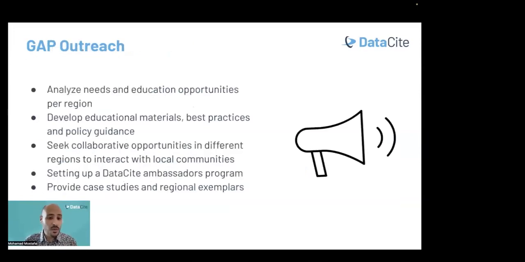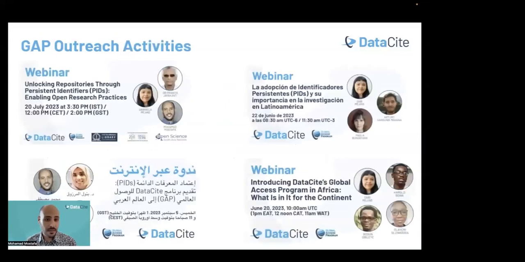So within the outreach, we start to analyze the needs and educational opportunities per region. We also started to develop regional educational materials in regional languages as well. We are also exploring collaboration opportunities with different organizations. We are setting up an ambassador program to build that network of volunteers around all gap regions. We're also working on providing case studies and regional exemplars. These are some examples from our activities.